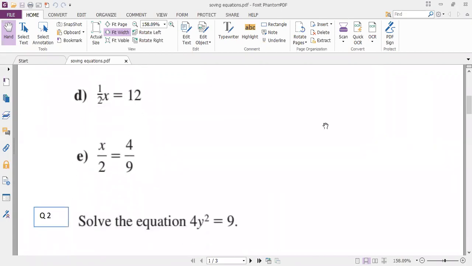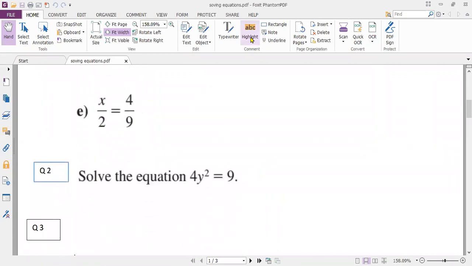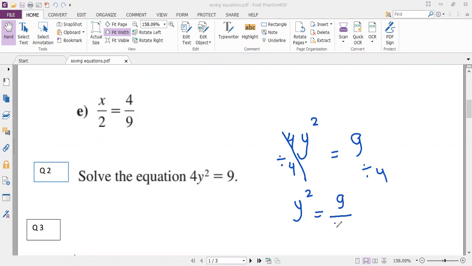Let's go to the next one. I have a variable, and this variable is y squared. So how can we deal with this equation, which is 4y squared equals 9? The first step, get rid of 4, the coefficient of y squared. So divide by 4 both sides. Just to cancel them out, you're left with y squared equals 9 over 4.